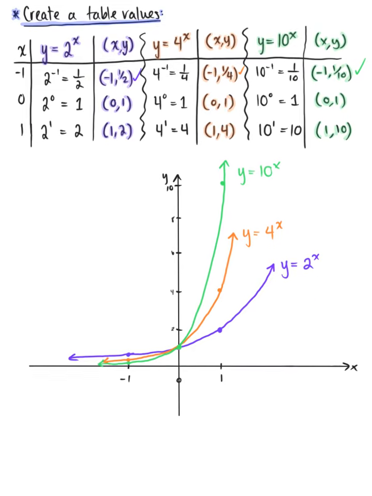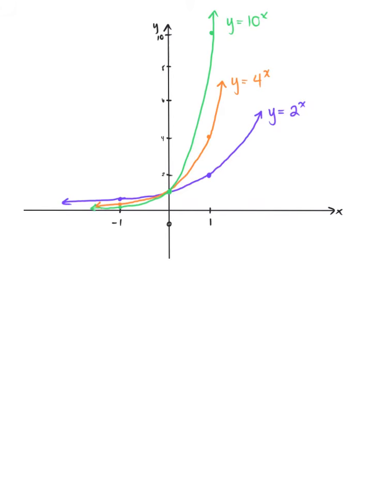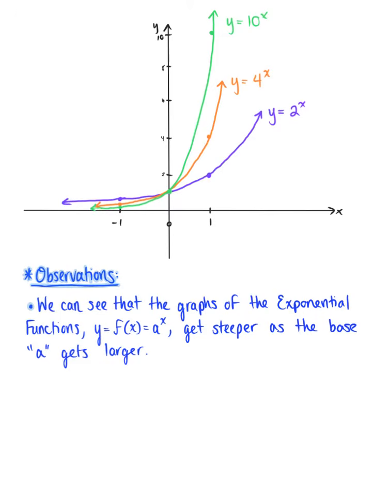Looking now at the graphs of these three exponential functions, we can make the following observations. The first thing that we're observing here is that the graphs of the exponential functions y equals a to the x get steeper as the base a gets larger. If we're looking at our graph, we can see that the steepest graph has the largest base.